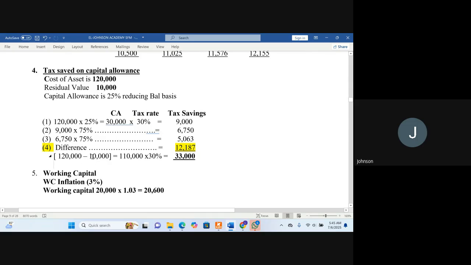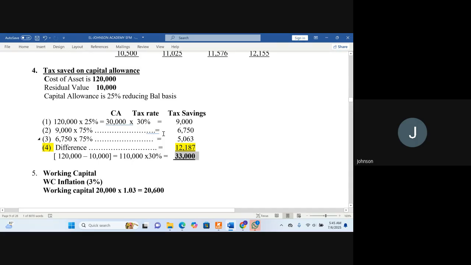So in year four, we are going to sell the asset for 10 million, and the original cost of the asset is this amount. So we take this minus the residual value, and whatever is remaining is what we multiply by the tax rate to know the total tax that we are going to save on this asset. So the total tax savings on it is 33,000.